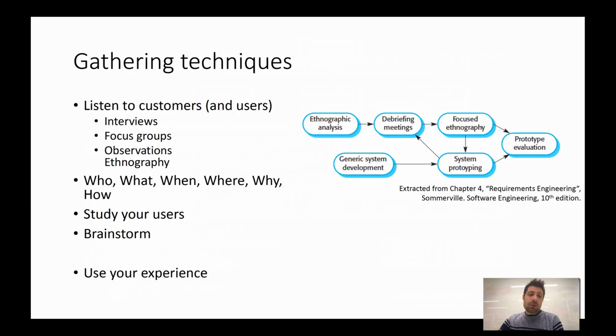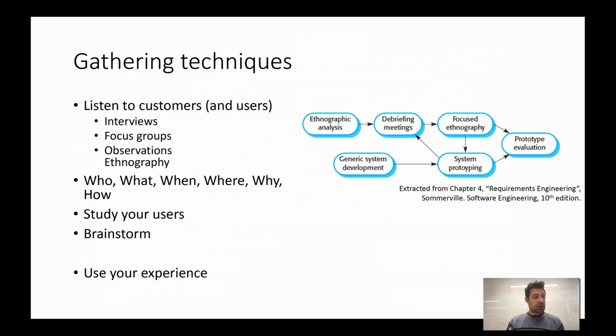Then we discussed gathering techniques, and in here what we basically do is we need to talk to people that know the business, right? And by talking to them, I mean you can do one-on-one interviews. You can do focus groups where you just get together. There's a bunch of stakeholders, and all of us together, we understand the requirements.